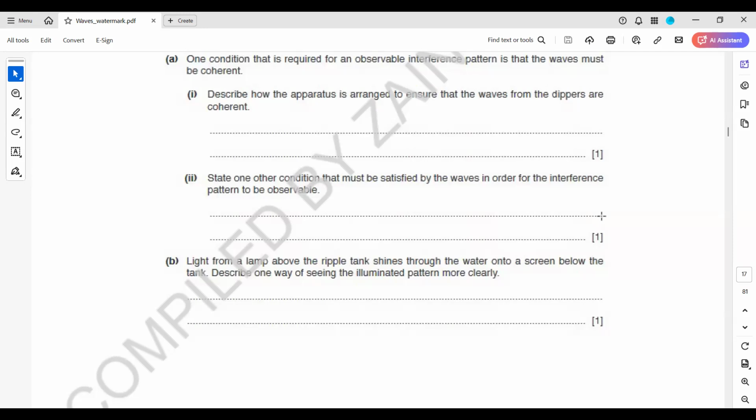One way of seeing this illuminated pattern more clearly, because the pattern is continuously moving. The wave moves from this position to this position in 0.2 seconds, then here also 0.2 seconds. And I use a stroboscope which flashes every 0.2 seconds. So what appears? The object appears to be frozen. I don't see a change in the motion because every time I look at the image, it is the same image. Even though it is moving, it appears as a frozen image. So using a stroboscope, we can freeze this.